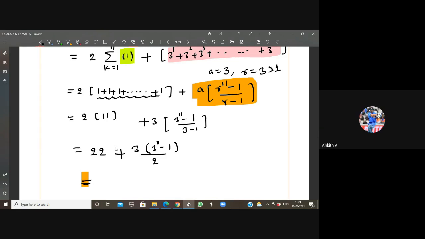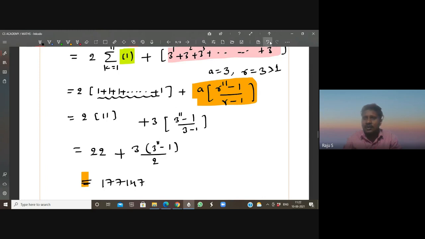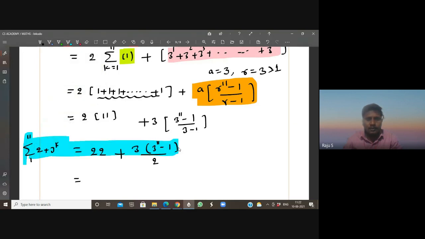Sir, 3 to the power 11 is 1,77,147. I'm asking for the total value, not only that. If you have time, like 5 or 10 minutes, at that time you have to calculate this value. Otherwise, it is not necessary, you can keep it as it is. This is the value of the summation. Next question. Is it difficult?